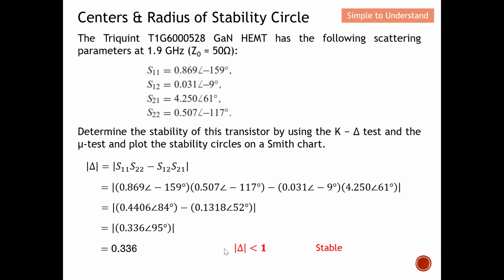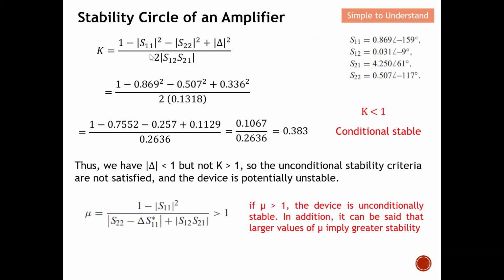So this is the criterion that we first calculate. It meets the criterion since it's less than 1. So there is a chance for the amplifier to be unconditionally stable. Next, we are going to calculate the K factor. This is the formula to calculate the K factor.